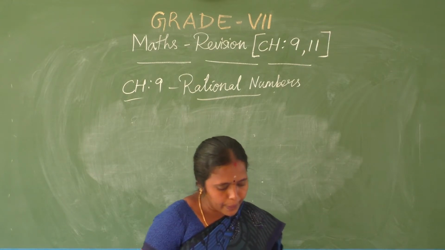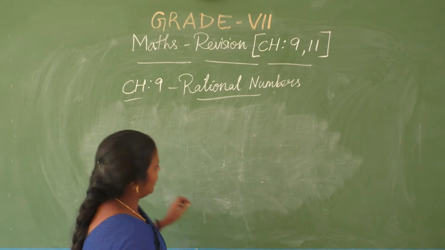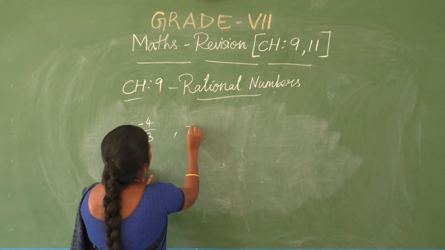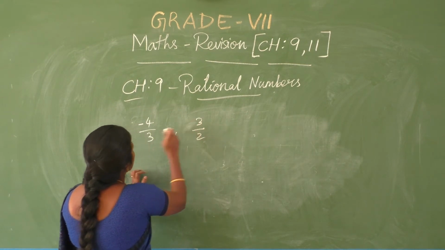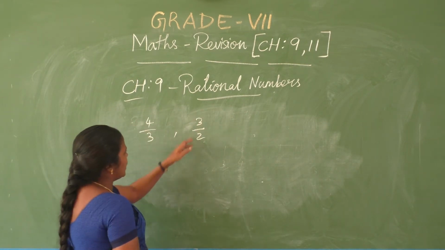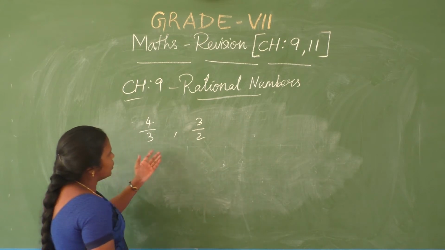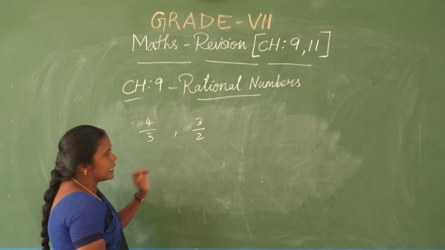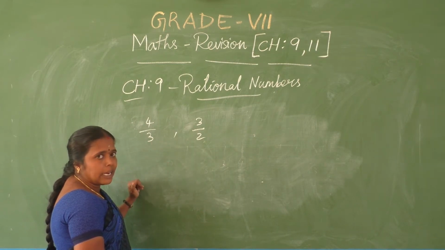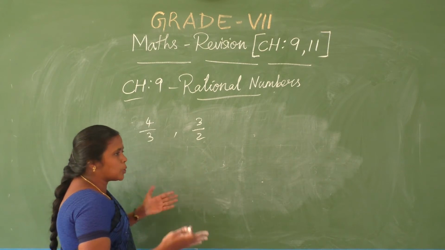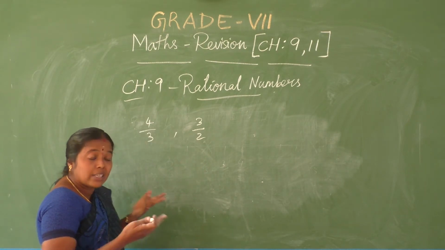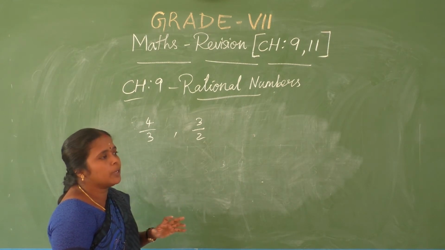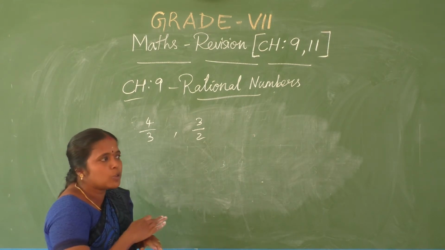How to compare? See, 4 by 3, minus 4 by 3, then minus 3 by 2. Take positive itself. 4 by 3, 3 by 2. Actually, fraction wise, how do you tell? Both are unlike fractions. Yes or no? They have different denominators, so they are called unlike fractions. Keeping unlike portions, we can't compare which is bigger, which is smaller. So what to do usually? Make them like, make them the same.